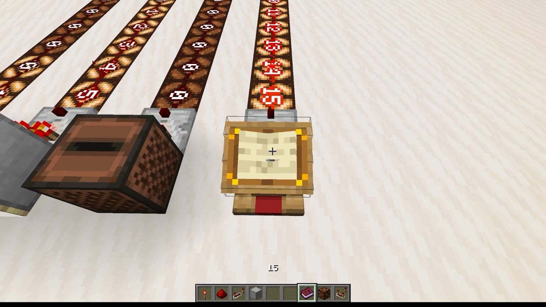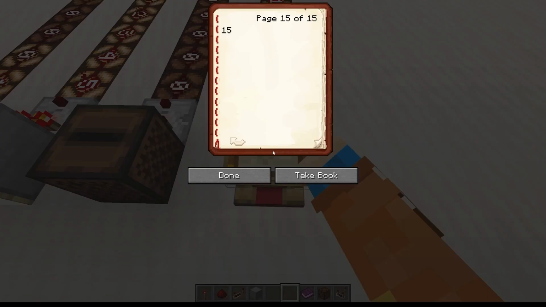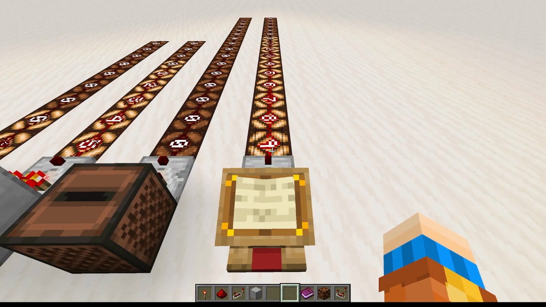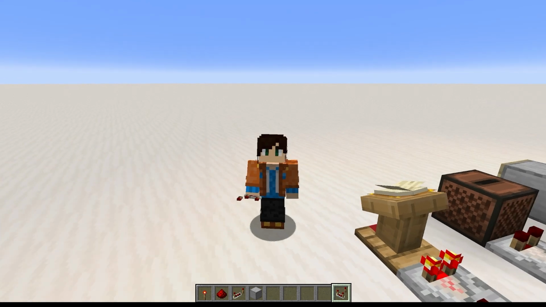I recommend creating a writable book with 15 pages, each labeled with numbers 1 through 15 that you can place in a lectern and turn the pages until you get the exact signal strength you want. For a signal strength of 9, just turn to page 9. Easy. This is a common practice for compacting redstone, so definitely keep the lectern in mind when it comes to comparators.